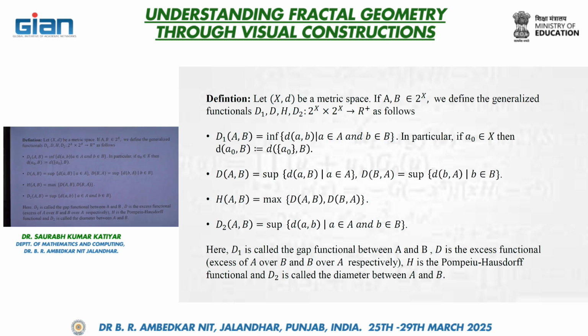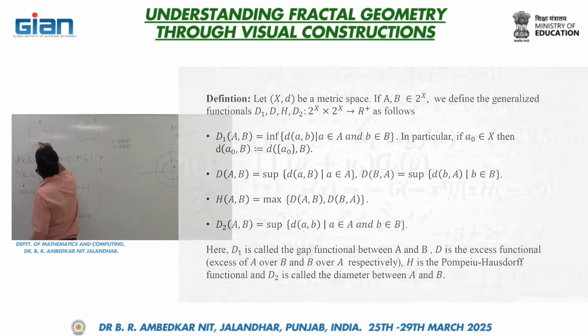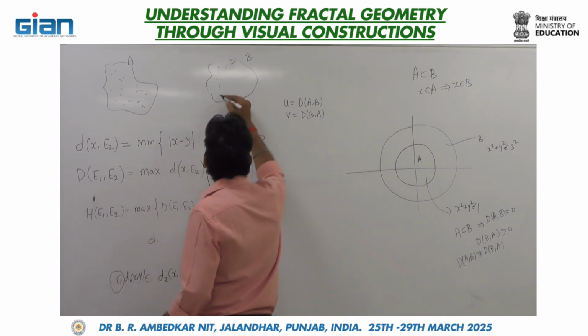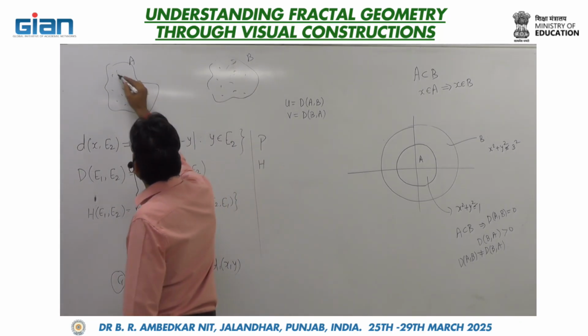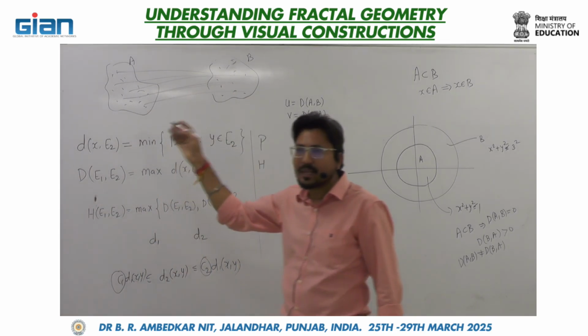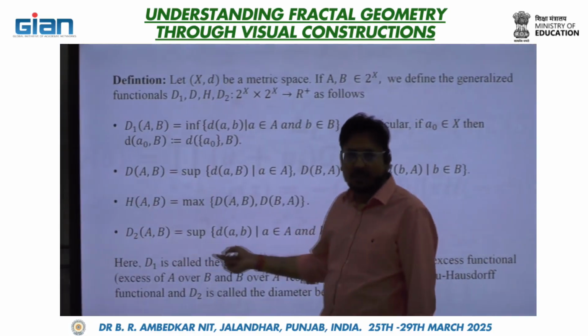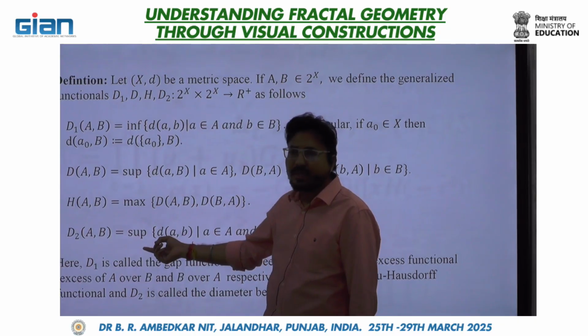So we see set A is here, set B is here, and there are many points, right? Infinitely many points here, also infinitely many points here. Then for each pair of points you find the distance, so there will be infinitely many distances and you have to take the infimum. For any particular point, suppose a naught belongs to X, then d of a naught comma B will be d of a naught comma B. Then what is d2? d2 will take the supremum. Here you have taken the infimum and here you have taken the supremum.